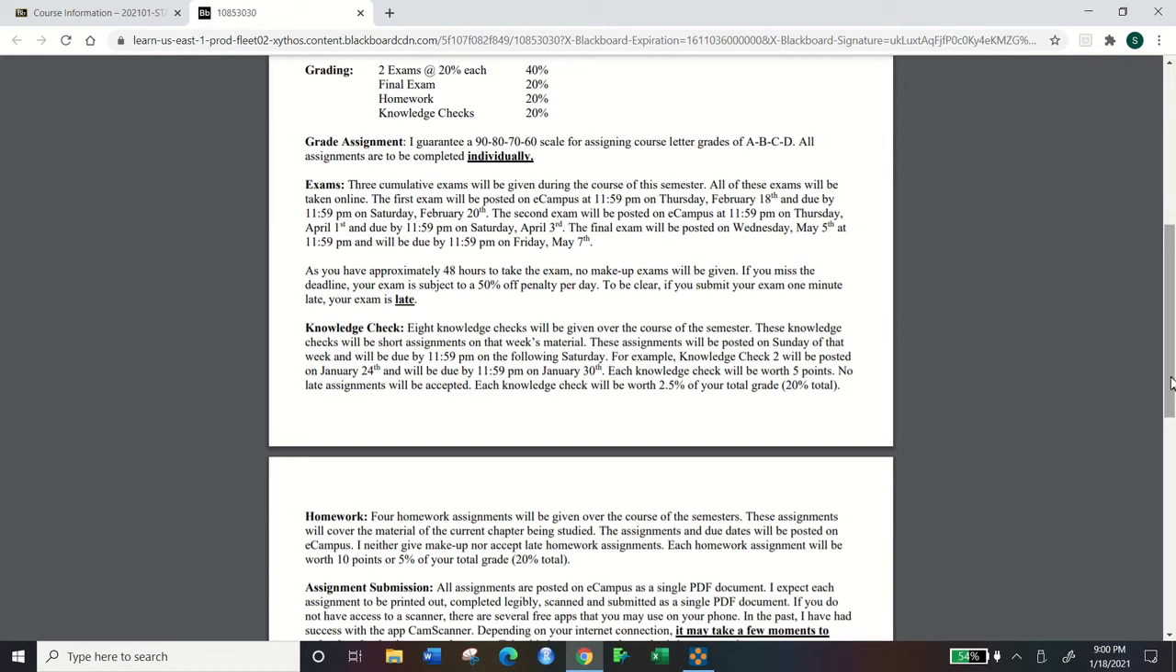Going from the top of our grading scale, let's talk about exams. There are 3 cumulative exams that will be given during the course of this semester. And yes, all of these exams will be taken online. I will post each of these exams as a single PDF document that you will print out, complete, scan back to me, also as a single PDF document. So in many ways, it will be just like an exam you would have taken in person.